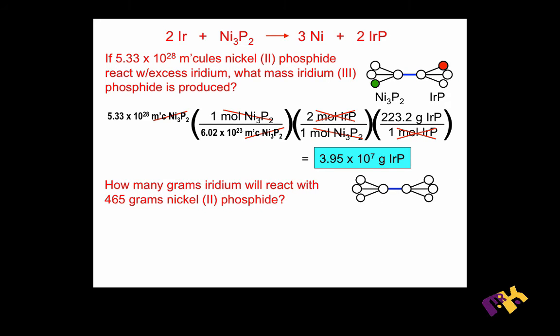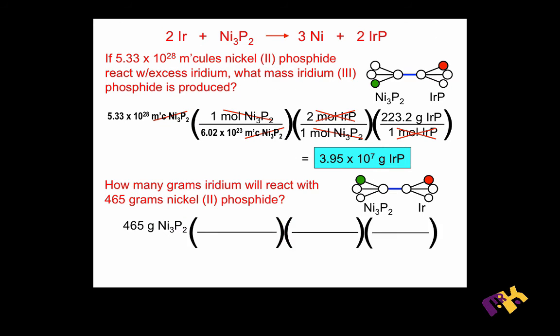How many grams of iridium will react with 465 grams of nickel 2 phosphide? We're going to set this up much the same way. We're going to start with our beginning information, 465 grams of our nickel 2 phosphide. And we have 3 conversions to do. The first one, divide by its molar mass. Cancels grams of it into moles of it. The second step is to cross from moles of the nickel 2 phosphide into moles of iridium.